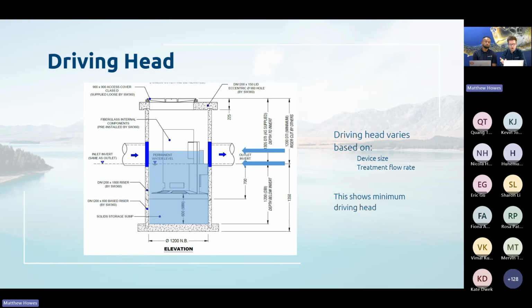So the minimum driving head is dictated by the weir height within the cascade, but it could be greater than that, and certainly if you're putting the peak flows through, it would be a lot higher than that still. So the driving head on the cascade separator varies, and that's something that Johannes can calculate for you.